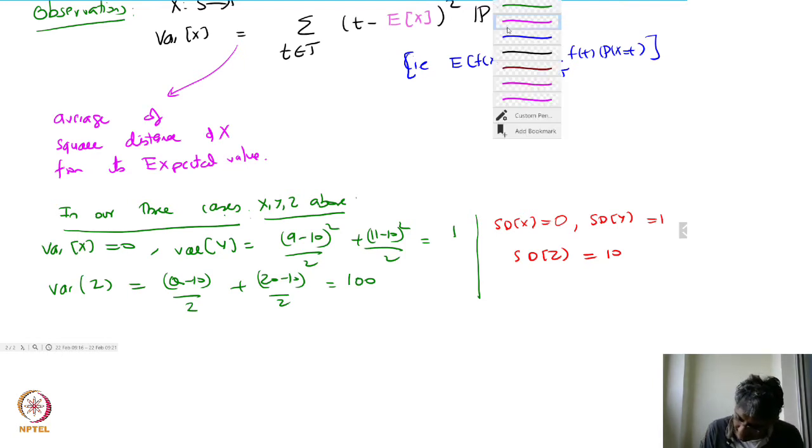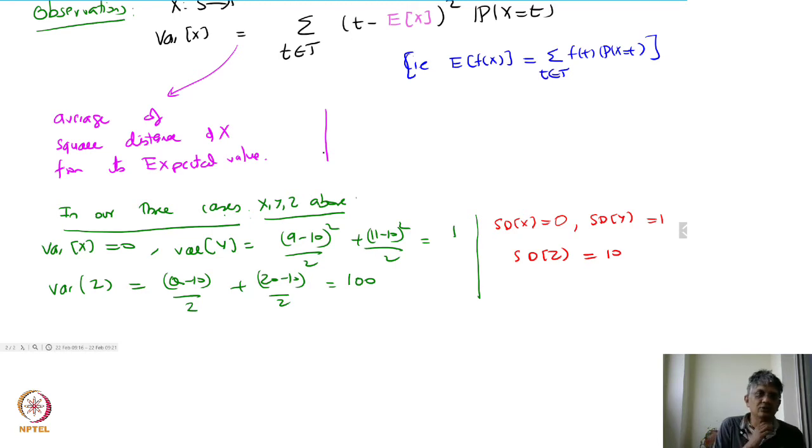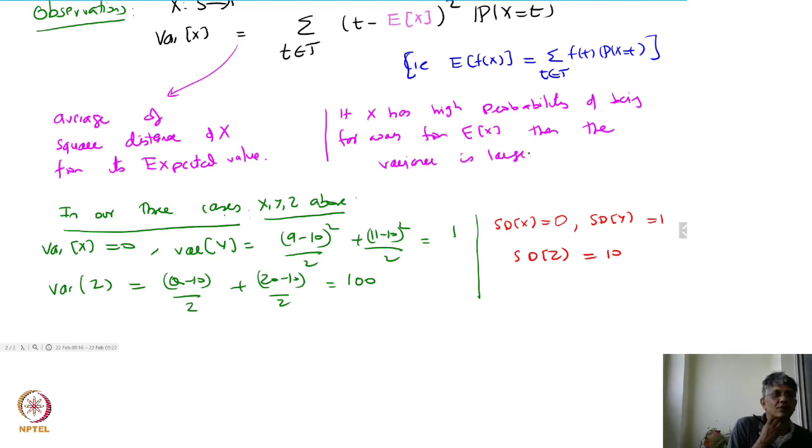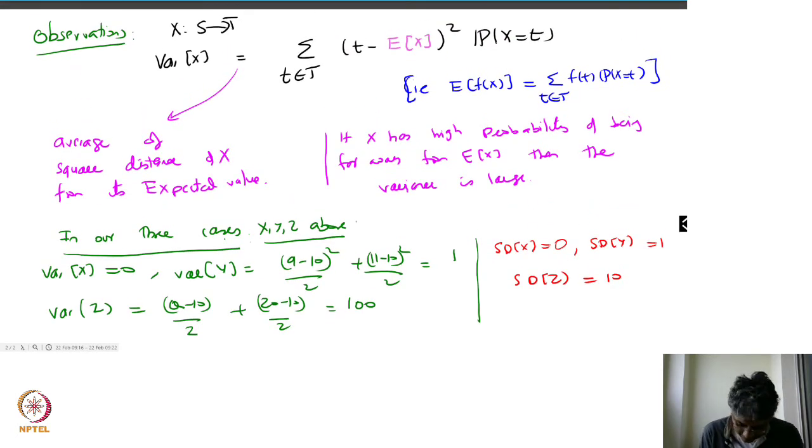So let me write this in a quantifiable manner. If x has high probability of being far away from E of x, the random variable has this property, then the variance is large. Otherwise, the variance is small. That's one observation. So observation one is to understand the spread of the random variable.